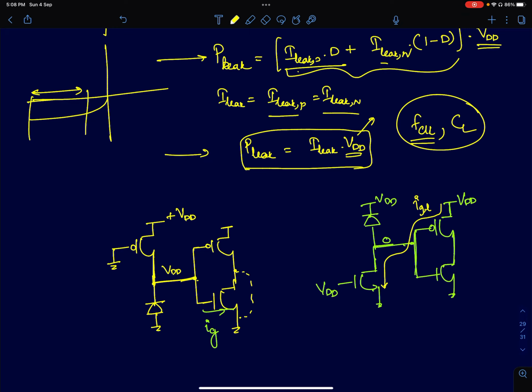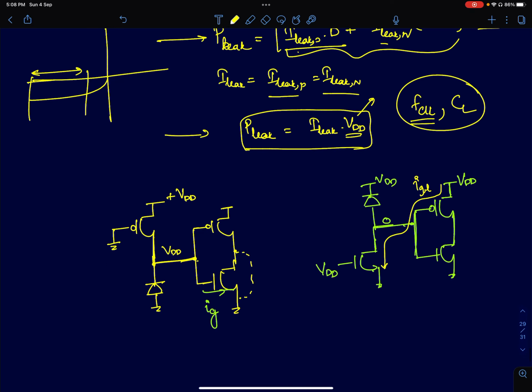So this happens due to a phenomenon called quantum mechanical tunneling. Again, any basic devices course will talk about that, so we'll not talk much about that right now. But we should understand what is the path for the gate leakage current. So let's assume you have two inverters. To understand that, you should assume not just a single inverter, it's difficult to understand it.